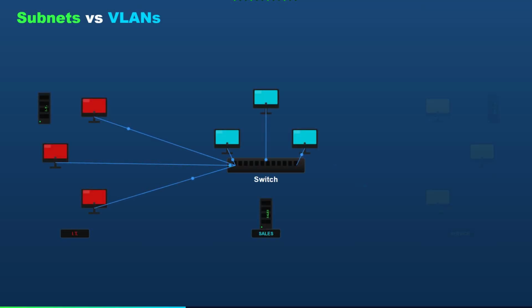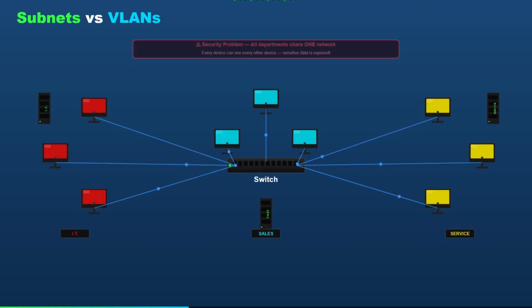Security problem. Another reason for separating a network is for security. For example, let us say that a business has 3 departments: sales, IT, and service. In each of those departments are servers that contain sensitive data that no one in the other departments should access. Now if this network was kept as one big network where all the devices are connected using a single switch, that means everyone in all the departments can see all the computers and servers in the other departments.